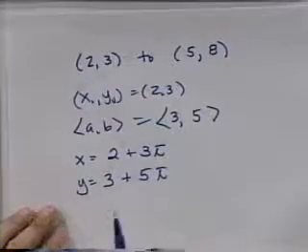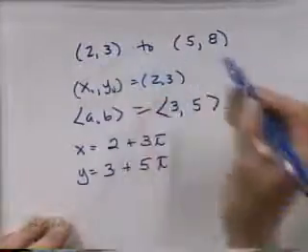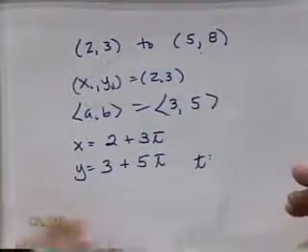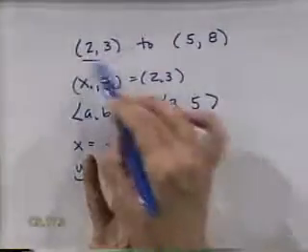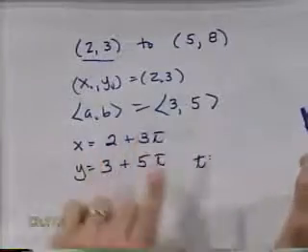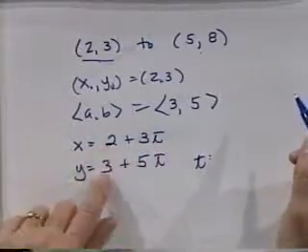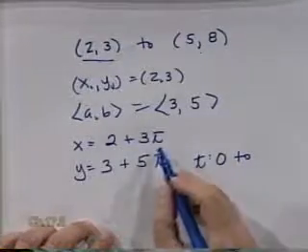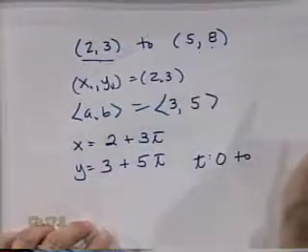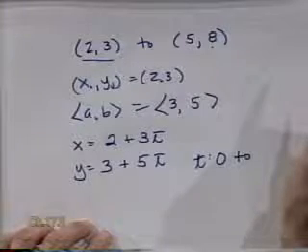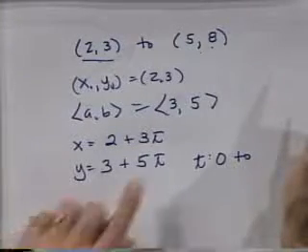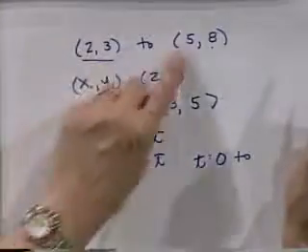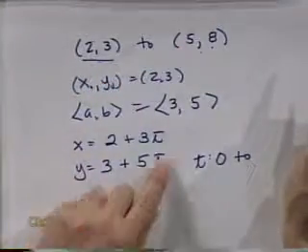Now let me ask you something else. If I want to go from this point to that point, what do I let t range from? Well, notice if you let t be 0, you're right at that point, aren't you? Your x is 2, your y is 3. What do you have to let t be to be at the end point? Let t be 1, you're going 2 plus 3 is 5, 3 plus 5 times 1 is 8.